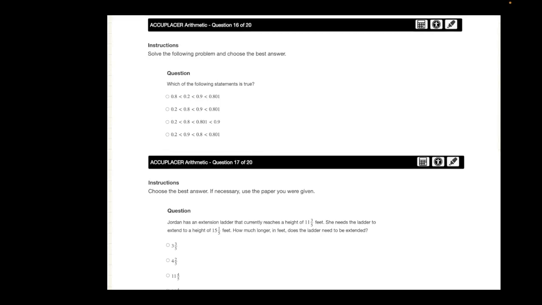Which of the following statements is true? Okay, so again, we have more decimals, and we just have to order them from least to greatest. So we have 0.2, we have 0.8, we have 0.9, and we have 0.801. Okay, so our smallest number here, we can easily just look at the numbers. There's no real big math going on here.